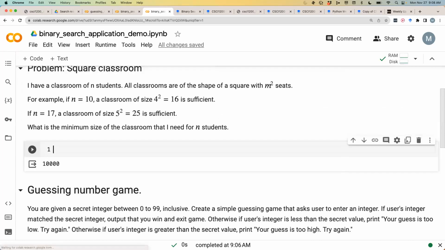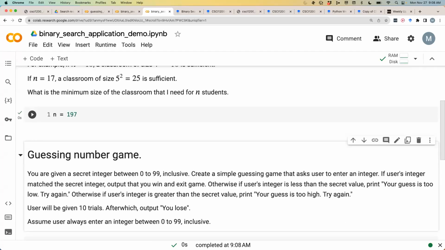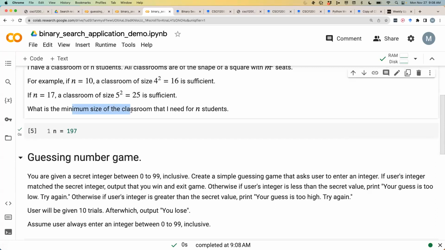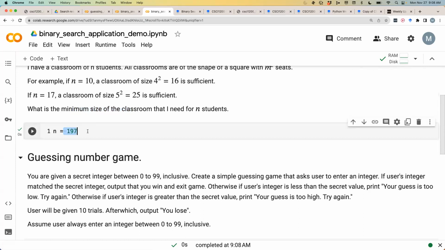So for general n, what's the minimum length of the square classroom that I need for these n students? For example, say n equals 197. What is the minimum length of the square classroom that I need to accommodate these 197 students? Once I know the number of students, say 197, I need to request a classroom of certain size. I can only request the minimum one, okay? So what is this minimum size?